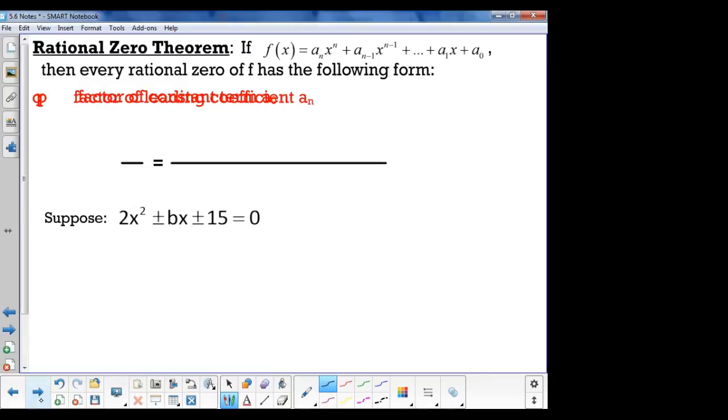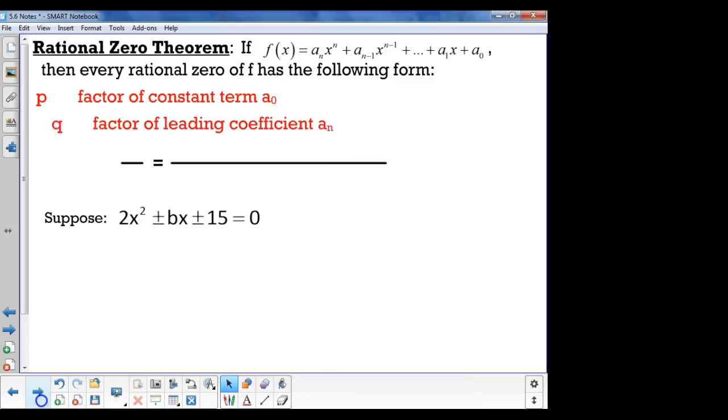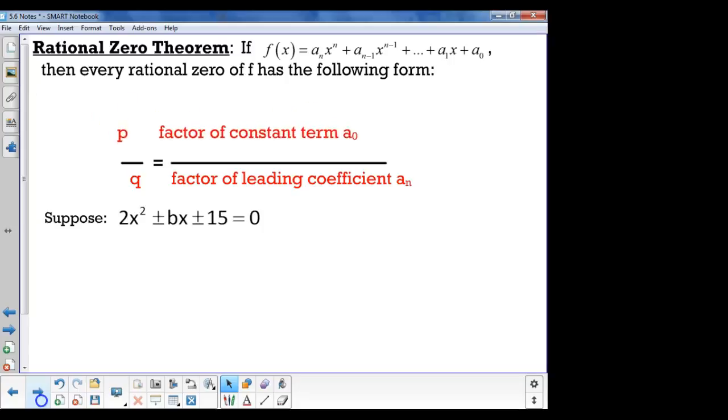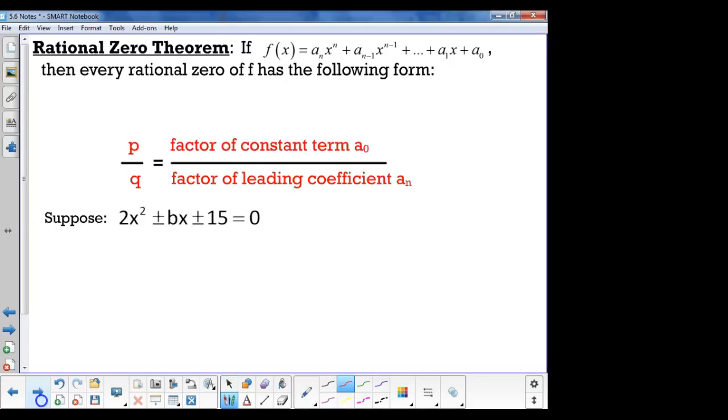Okay? So the rational zero theorem is what we are going to be using. And the rational zero theorem says that if you have a function, then every rational zero, now let's think back to rational. Rational in mathematics is kind of similar to fraction. Okay? So all the rational zeros are of the form p over q.